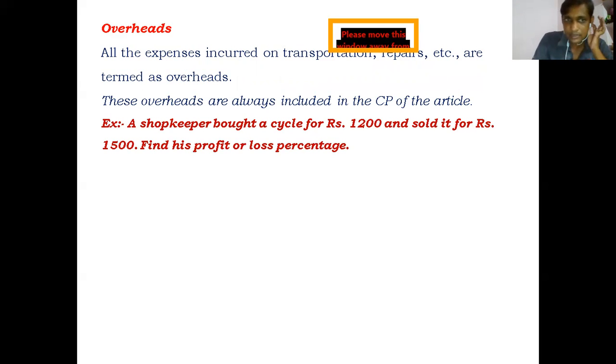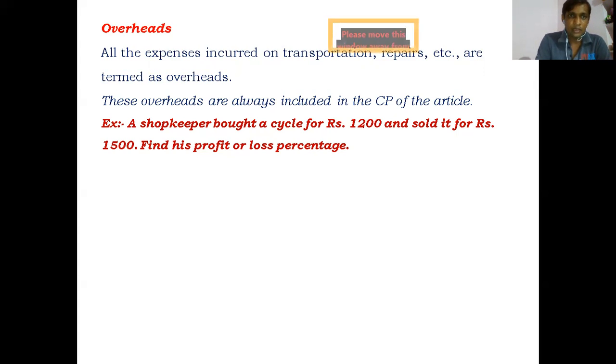So here is one example. A shopkeeper bought a cycle for rupees 1200 and sold it for 1500. Find his loss percentage or profit percentage. That means whether he's going to get a loss or profit. If he's getting a loss, we have to calculate the loss percentage. If he's getting a profit, the profit percentage.